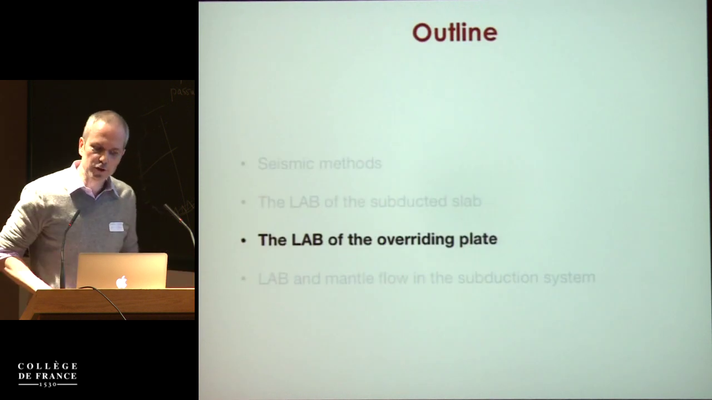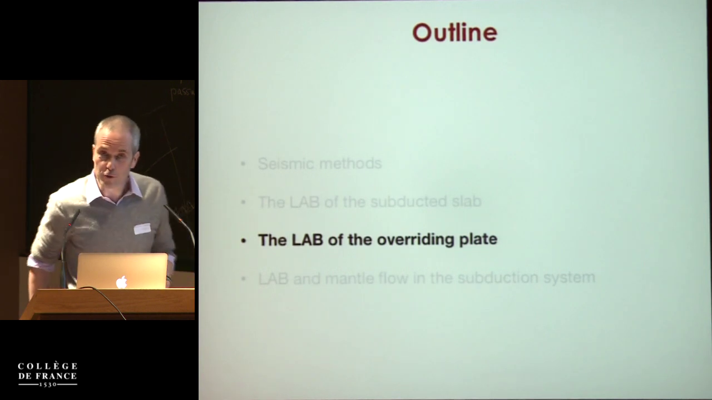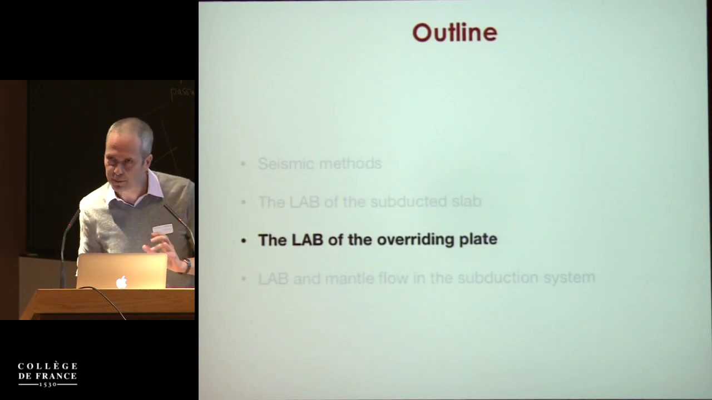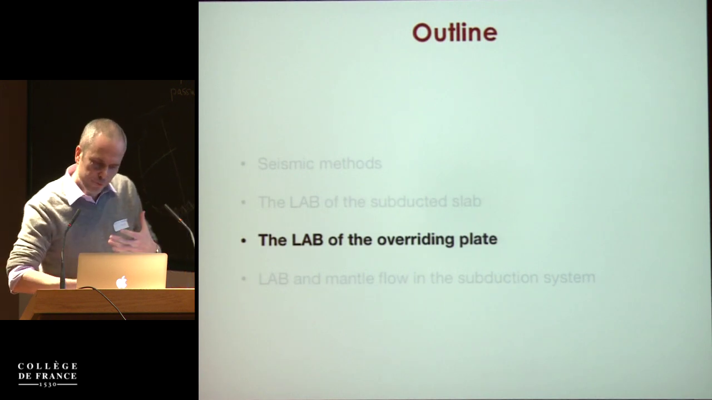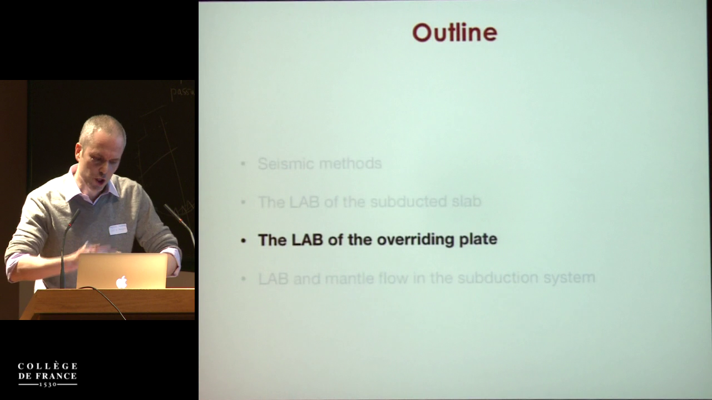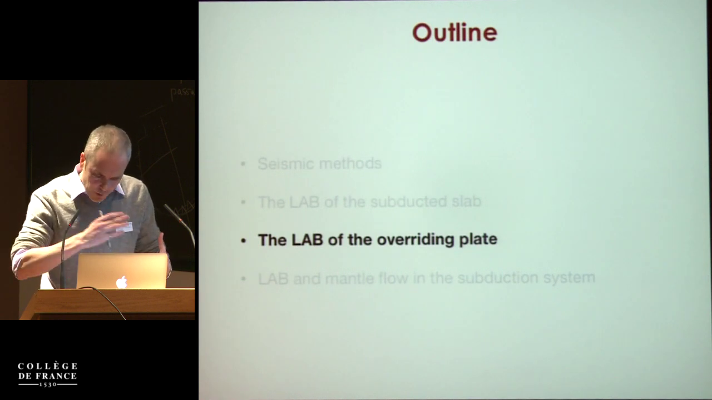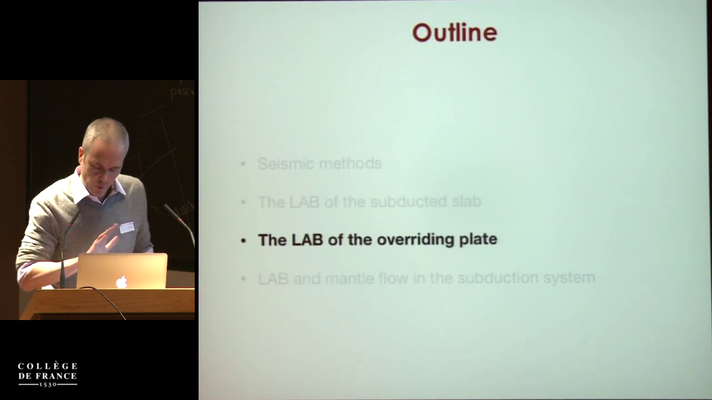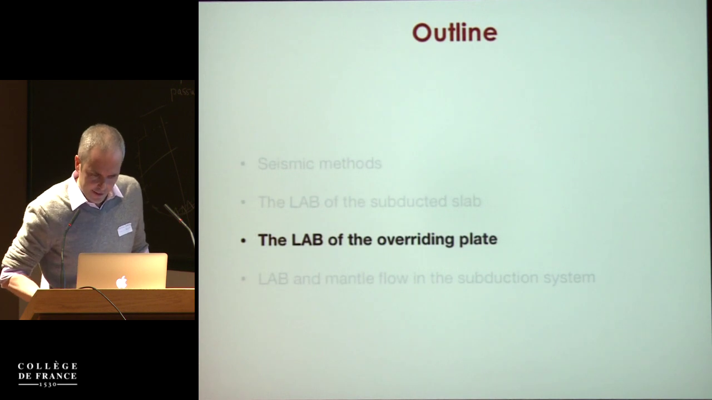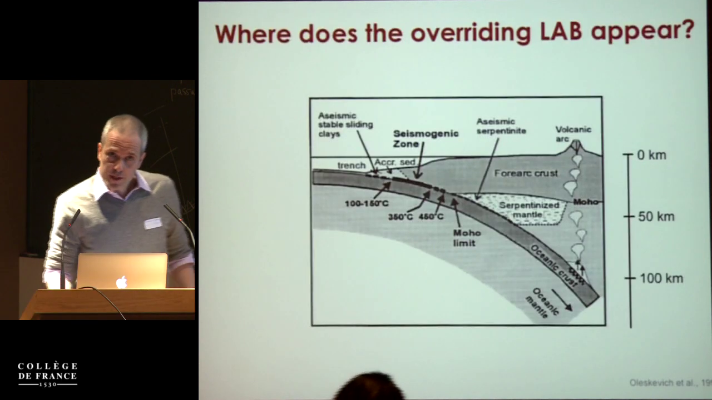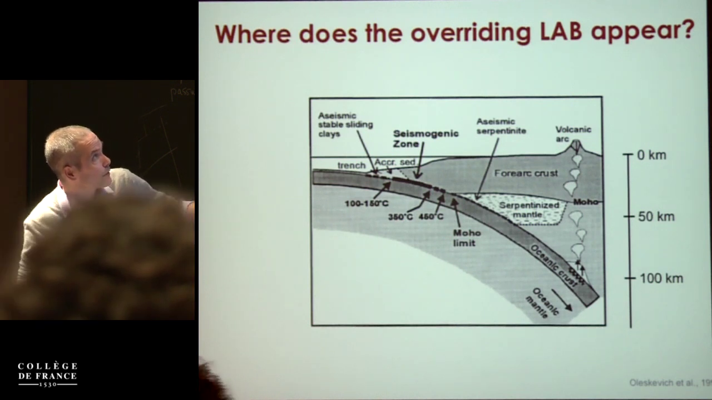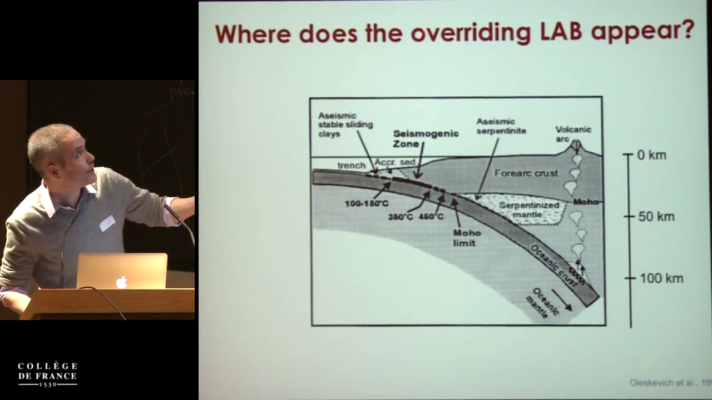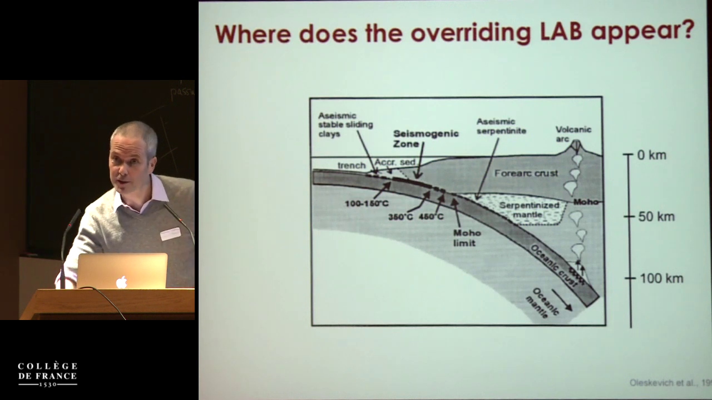So let's move on to the LAB of the overriding plate, where it's bound to be more complicated because there are fluids that are fluxed into the mantle wedge. There's some corner flow in there, and so it might not be as clear. Before we look at some seismic images, let's look at where the overriding LAB is expected to appear.